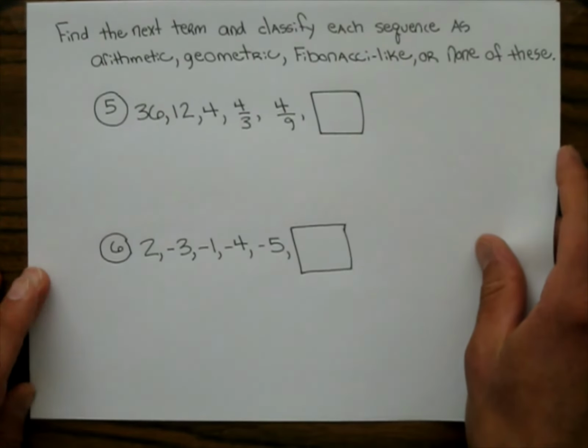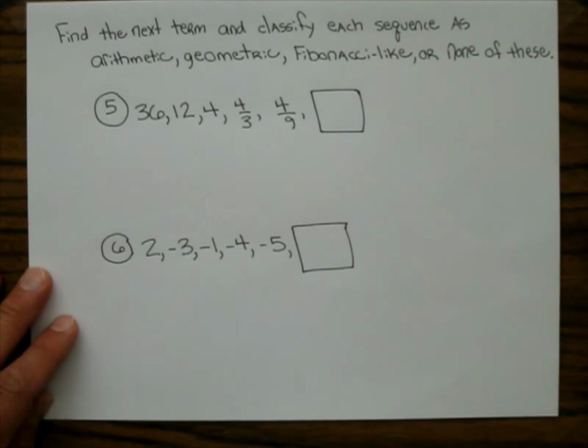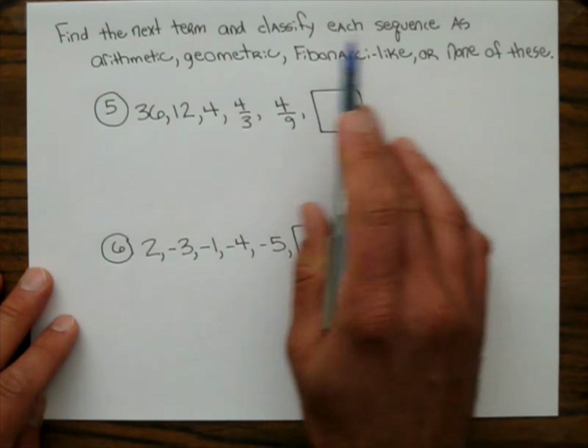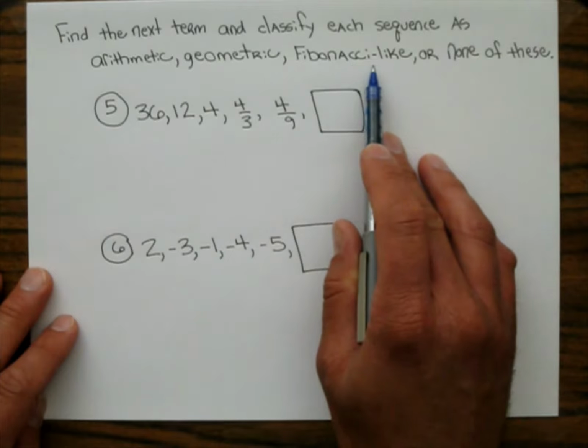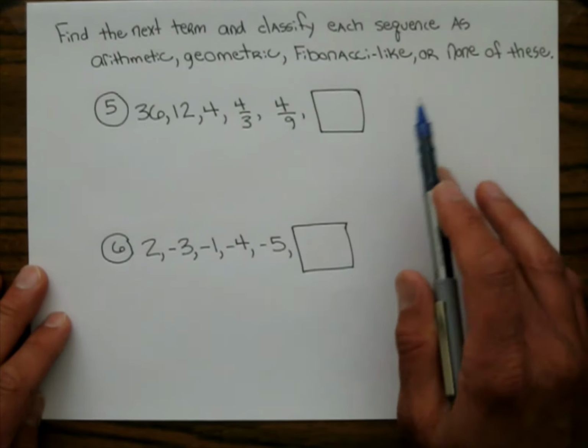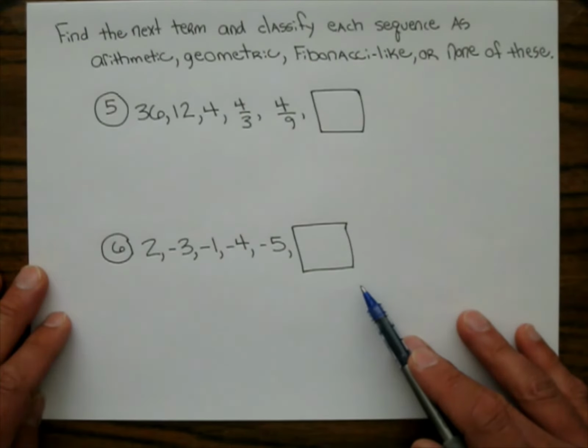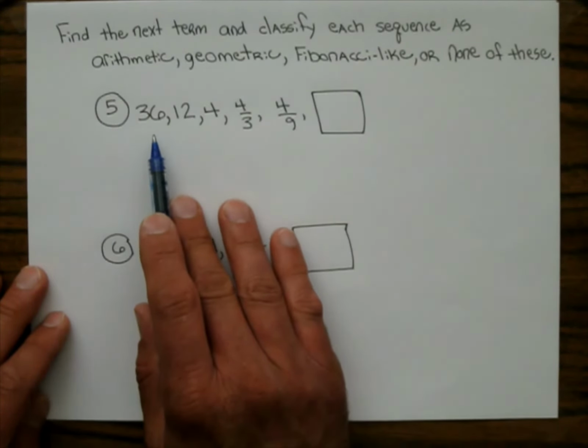Okay, let's go ahead and do problem number 5. So I put 5 and 6 together. And so the homework directions will say find the next term and classify each sequence as arithmetic, geometric, Fibonacci-like, or none of these. So you might want to pause the video and see if you can do these ones on your own. Okay, so let's take a look at this.